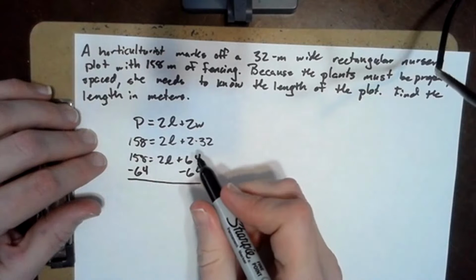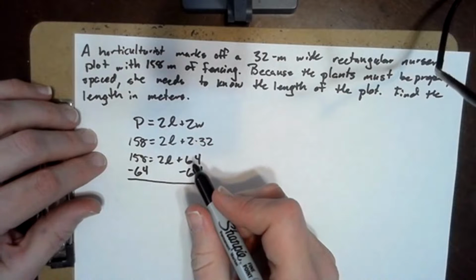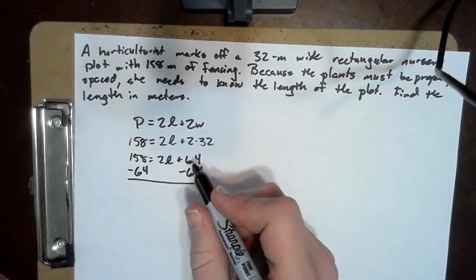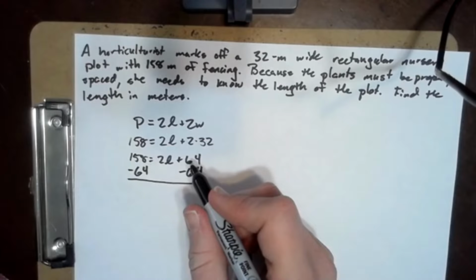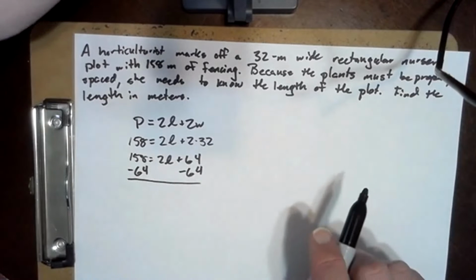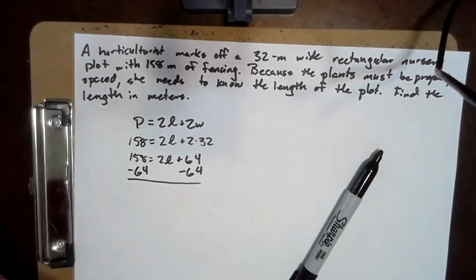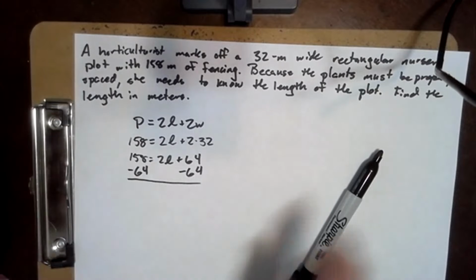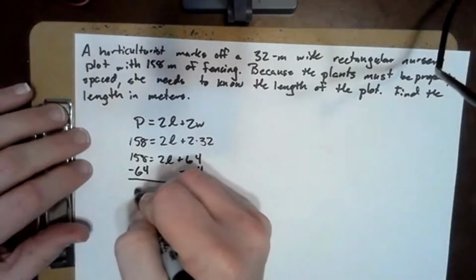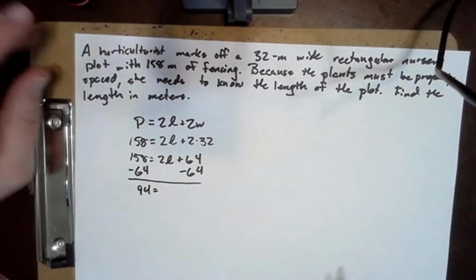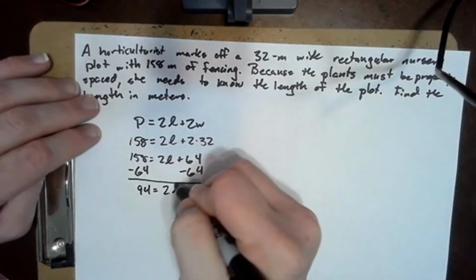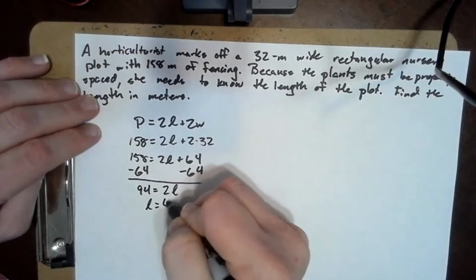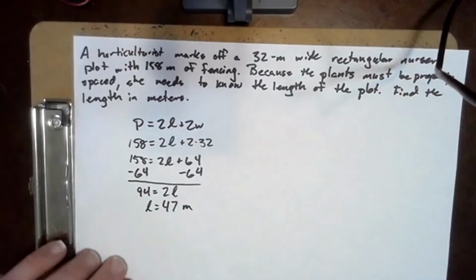158 minus 64 is going to be, I want to say that's 86. Yes, no. 96, right? 158 minus 64 is 94, my bad. Okay, 94 is 2L, so L equals 47 meters.